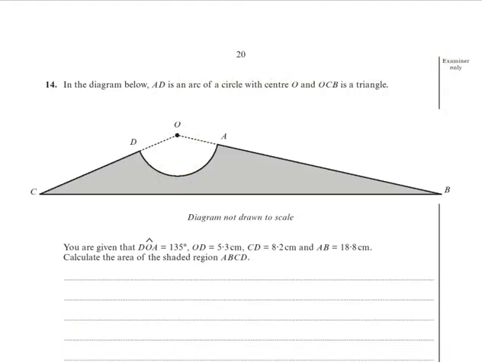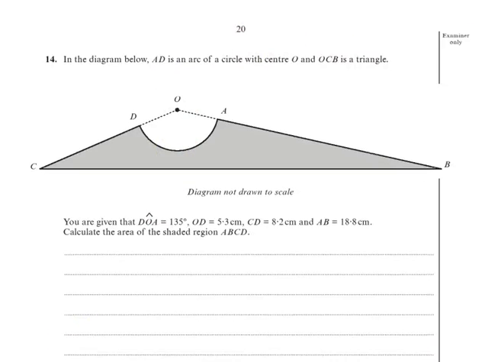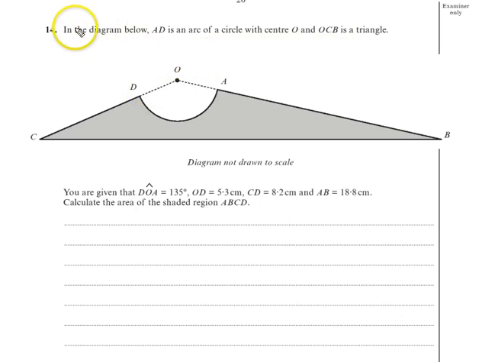Okay guys, let's have a look at the last page then, page 20. That's question 14. We've got this diagram here. In the diagram below, AD is an arc of a circle. So there's a circle there. This is the center O, and this arc of circle. And OCB is a triangle. You're given that DOA, so this angle here is 135 degrees.